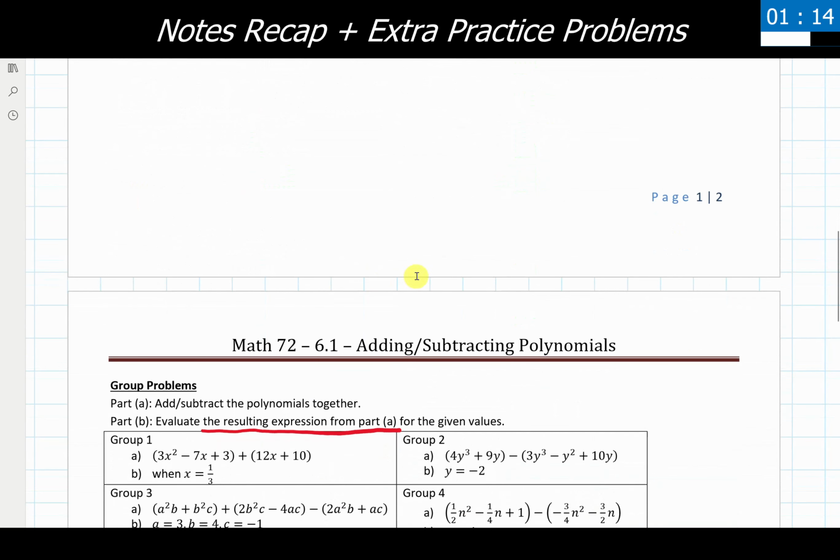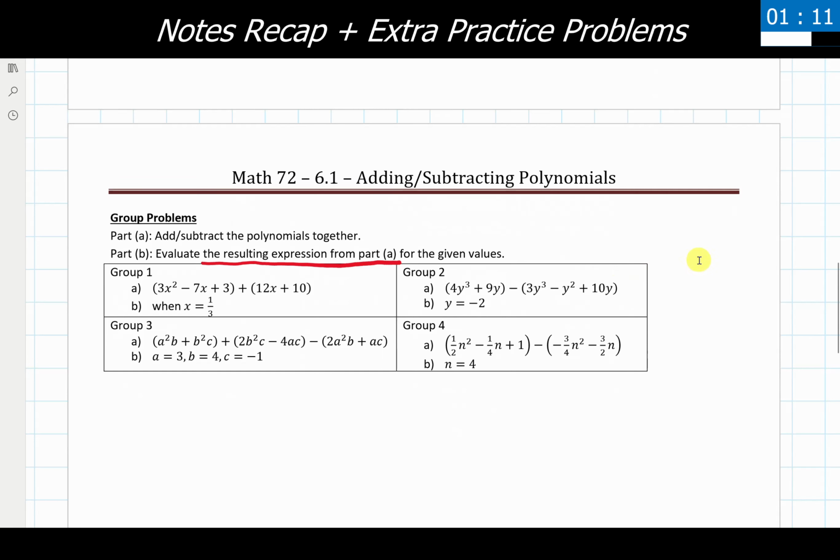So if you're looking for some additional practice with these, I have 4 written out here that you can go through. There are 2 parts to each of these. In the first part, you're asked to add or subtract the polynomials together, essentially combine like terms like we did with the first part of this video. And then in part B, we're asked to evaluate the resulting expression from part A for the given values. So add or subtract the terms together in the part A section, and then for part B, plug in the respective values for the respective variables and simplify things down.